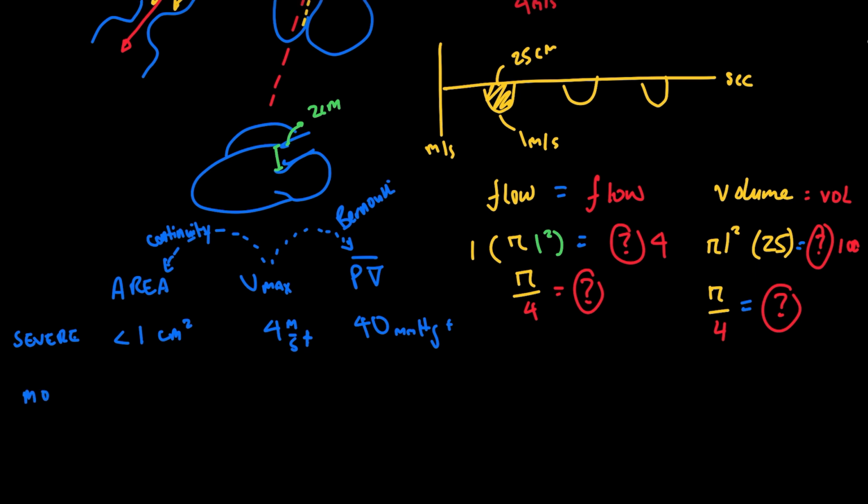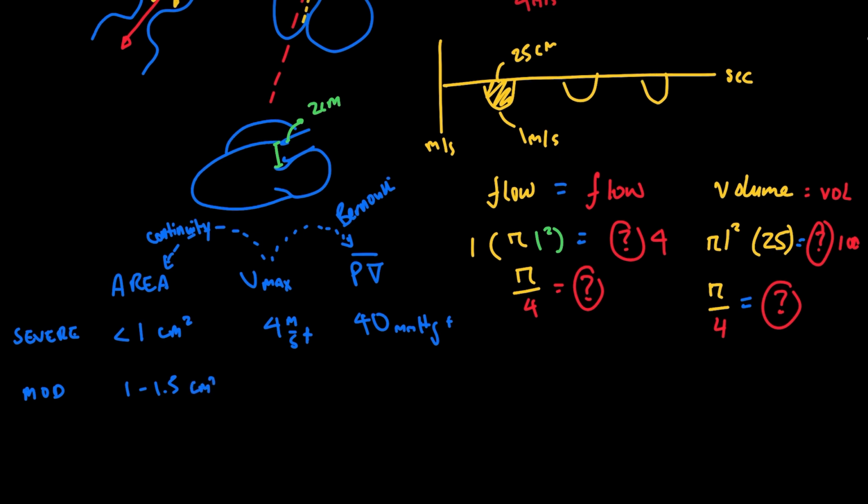Moderate would be if you have an area that is 1 to 1.5 centimeters squared, and mild would be if you have an area that is 1.5 to 3 centimeters squared. And if it's more than 3 centimeters squared, that is normal. But we really typically care about severe.